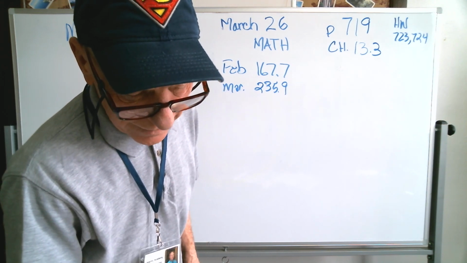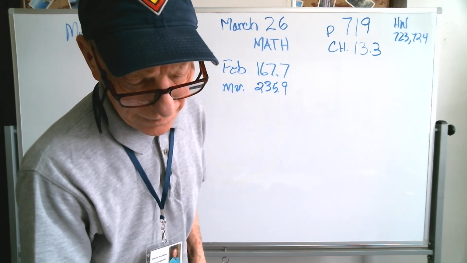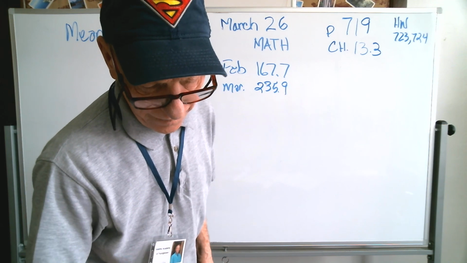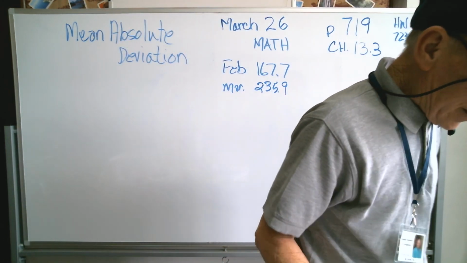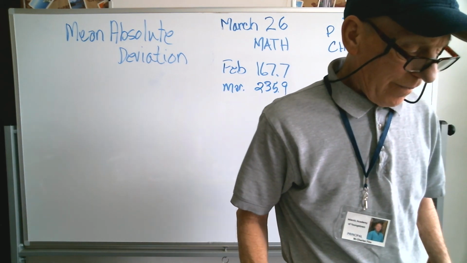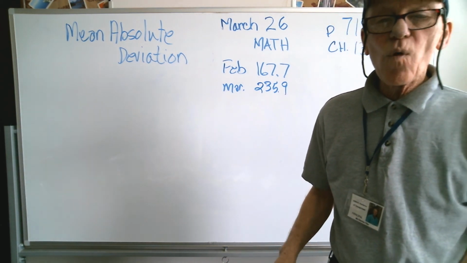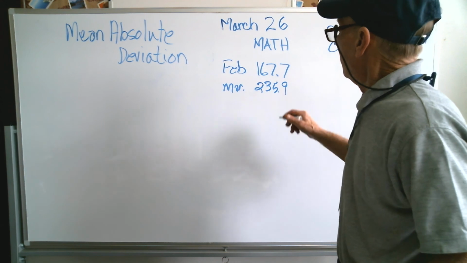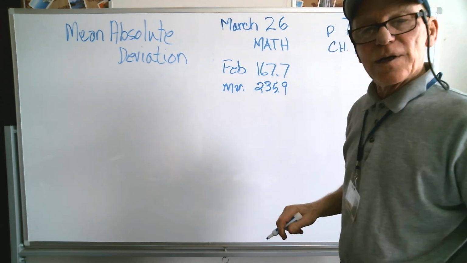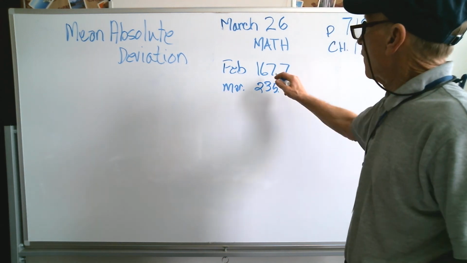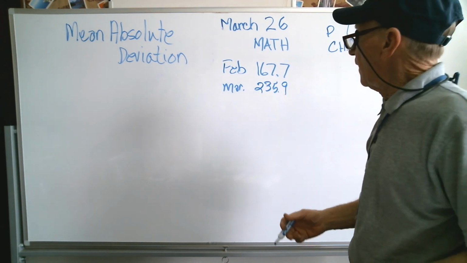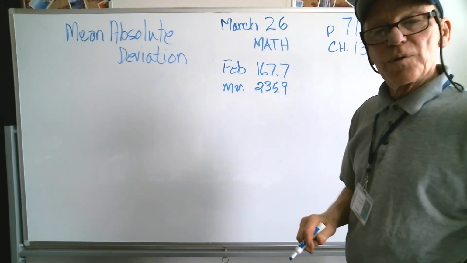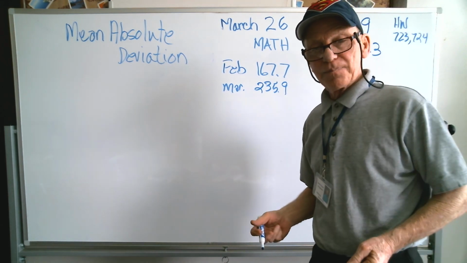In which month did the number of visits to Scott's website vary more? Explain how you know. So when you look at this, it varied more because the mean deviation was greater in March. In other words, it spread out more. So March would be the correct answer to that problem.